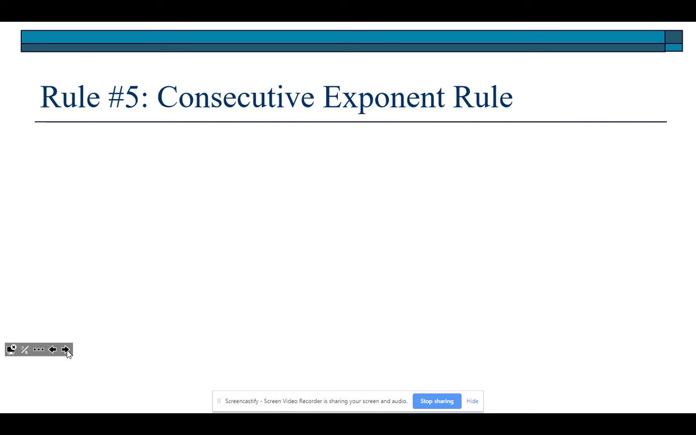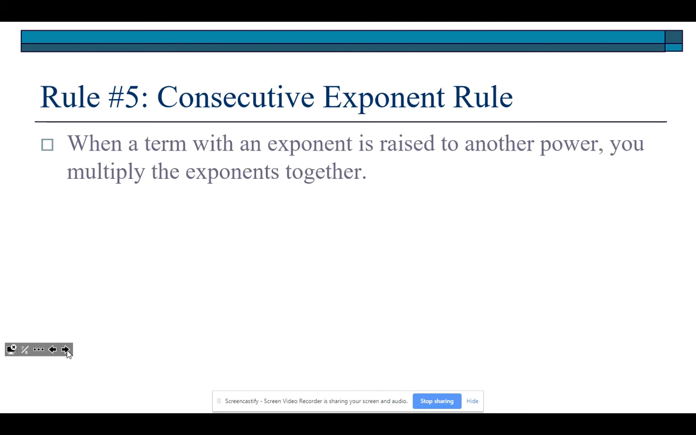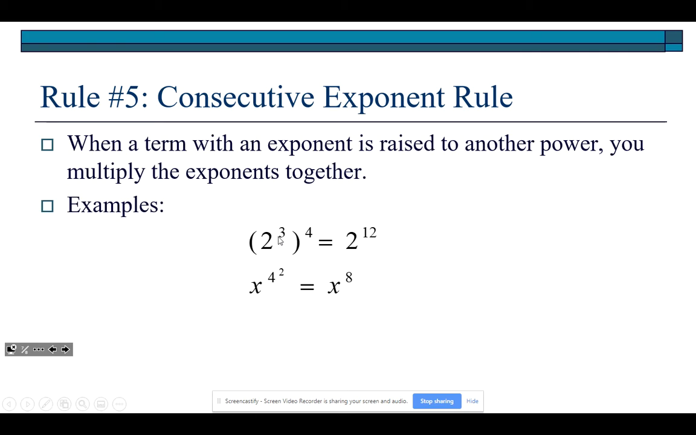Rule number 5 is the consecutive exponent rule, sometimes known as power to a power rule. When a term with an exponent is raised to another power, we simply want to multiply the exponents together. Here's a couple of examples. As you can see, we have consecutive exponents written. In the first example, we have a 3 as an exponent, followed by a 4. In the second one, we have an exponent of 4, followed by another exponent of 2. When we have consecutive exponents, we multiply them together and keep the base.